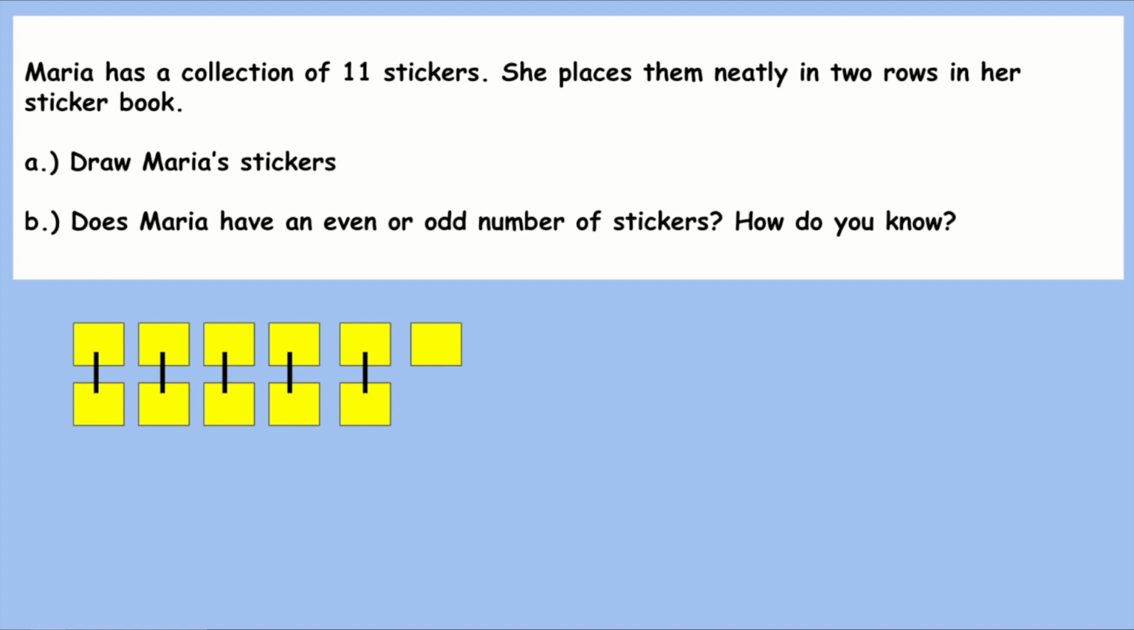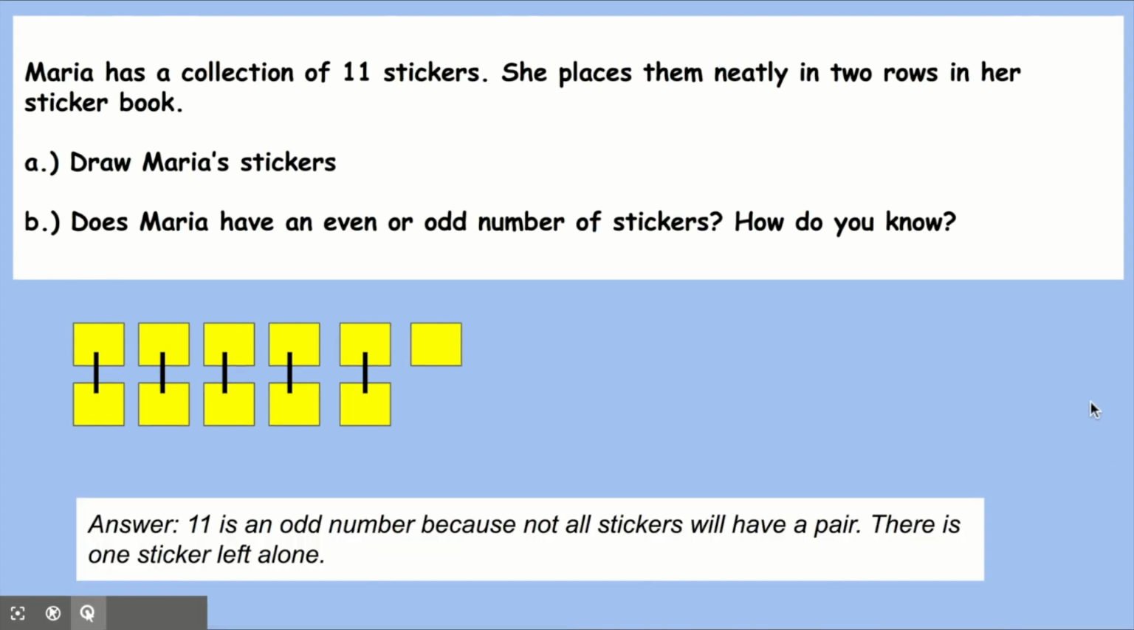That means that 11 is an odd number because not all stickers have a pair. If you're having difficulties with the technology, it is all right to follow along with me on paper. You can also feel free to pause this video if you need more time drawing the lines and drawing the objects. Now I'm going to answer the question, how do you know? 11 is an odd number because not all stickers will have a pair. There is one sticker left alone.